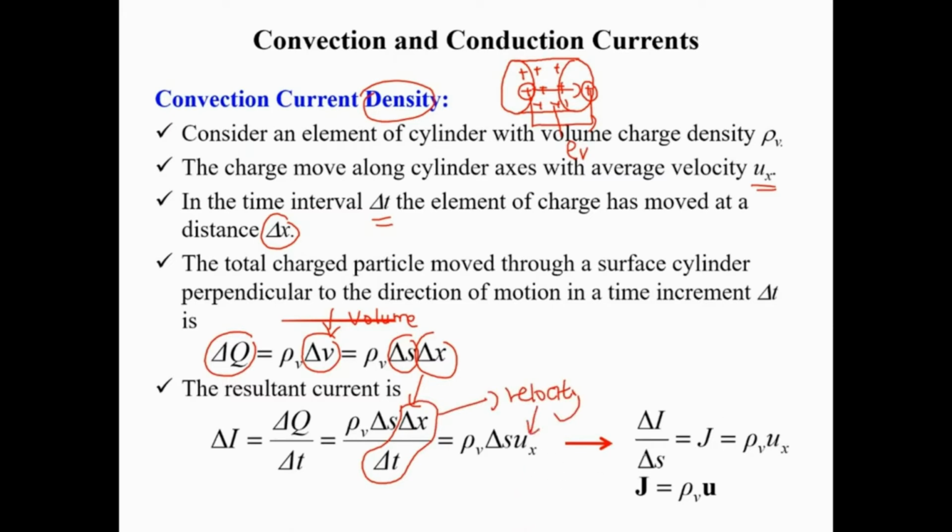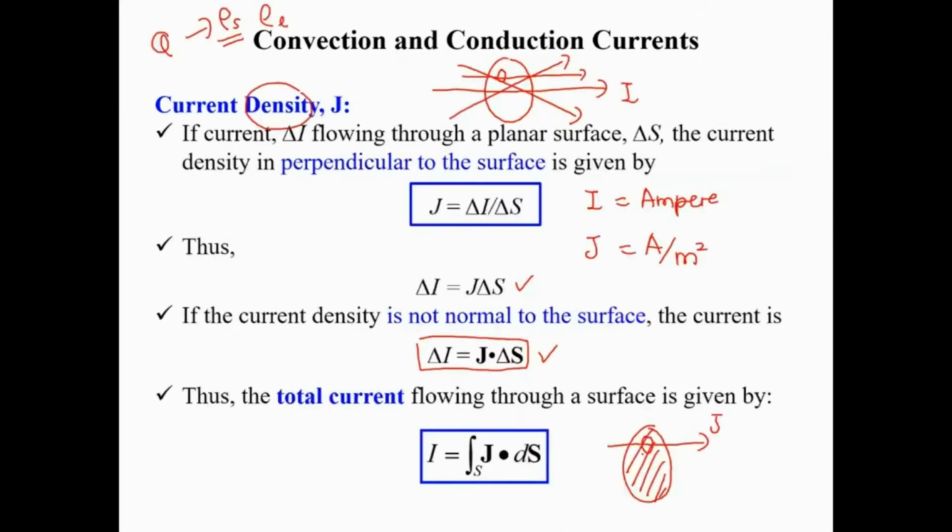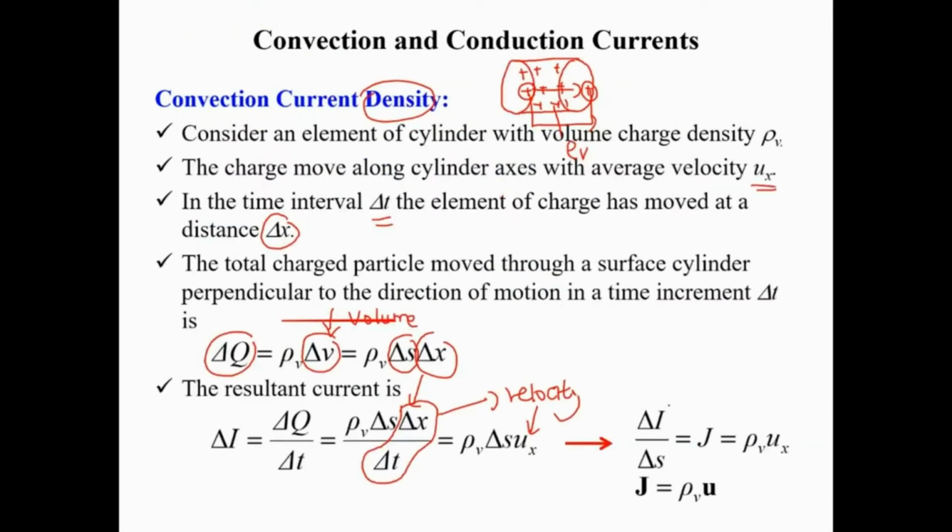For the current density, you have to divide by the surface, right? So J, the current density, equals rho v ux, because the charge has already moved here, divided by del x. So this is the current density of the convection current: rho v multiplied by the velocity, how fast the charge moves.